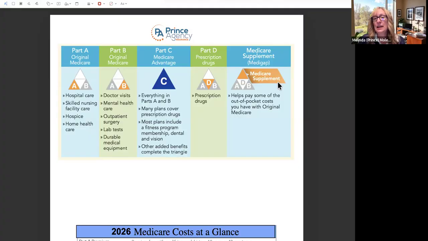So then we do at Prince Agency, we review market analytics. There's a lot involved in choosing a Medigap supplement plan. It's usually something people stay with for a long period of time. So we want to make sure we're choosing a company that is stable, has good ratings, is likely to be around and not leave the market.